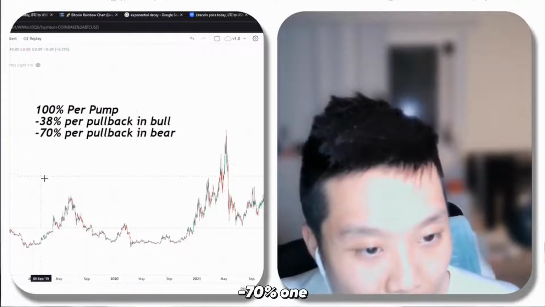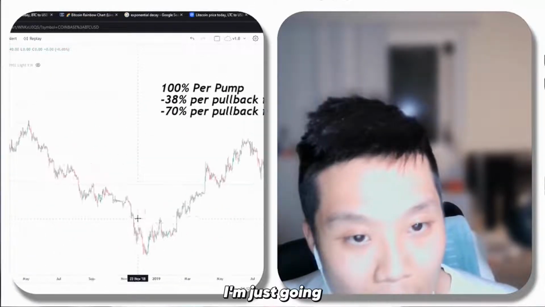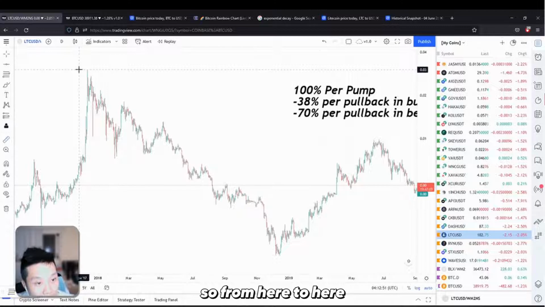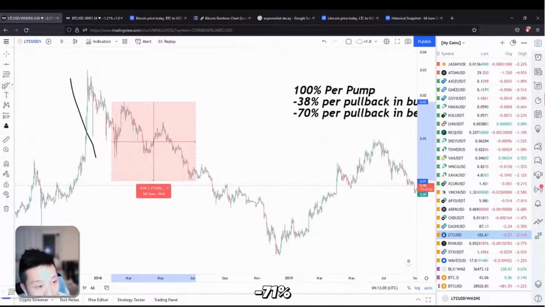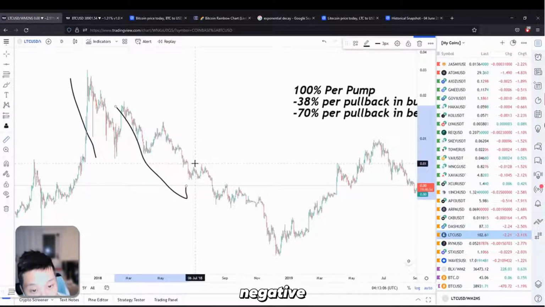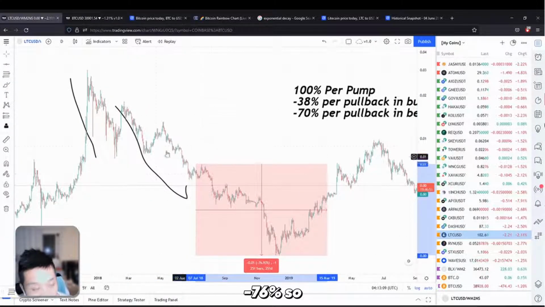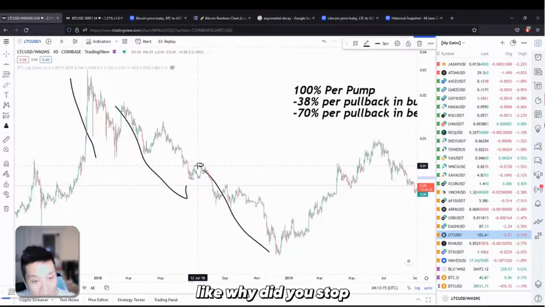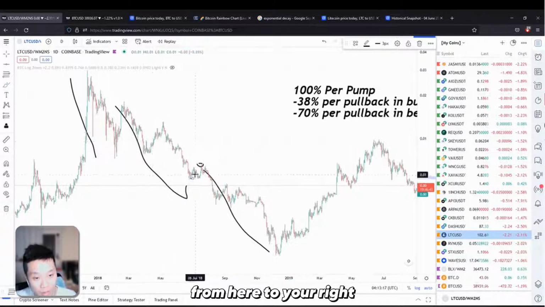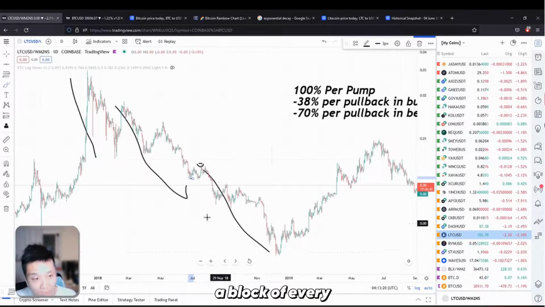And then for the 70% one, I'm just going to go ahead and show you. From here to here, and then negative 75. Go ahead and draw a line right here. From here to here, negative 71, and then from here to here, negative 75, I believe negative 76. I'll explain why this was chosen in a little bit. Why do you draw from here to here? Ultimately, it's a block of every 70%.